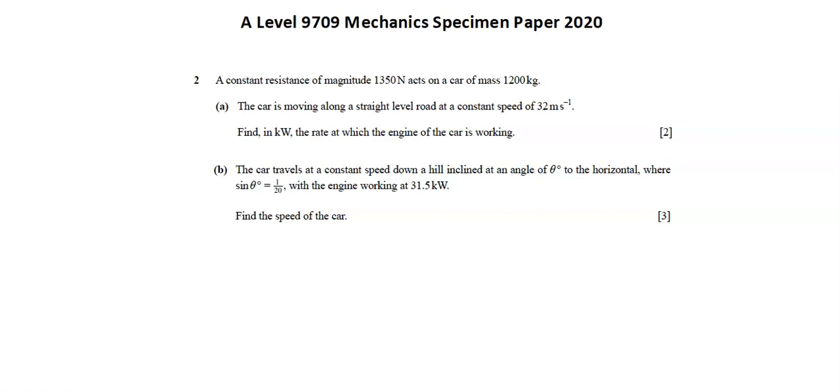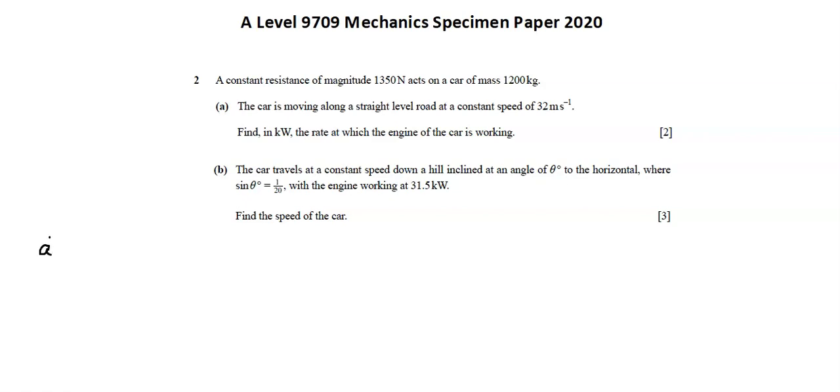B. The car travels at a constant speed down a hill inclined at an angle of theta degrees to the horizontal, where sine of theta equals 1/20, with the engine working at 31.5 kilowatts. Find the speed of the car.